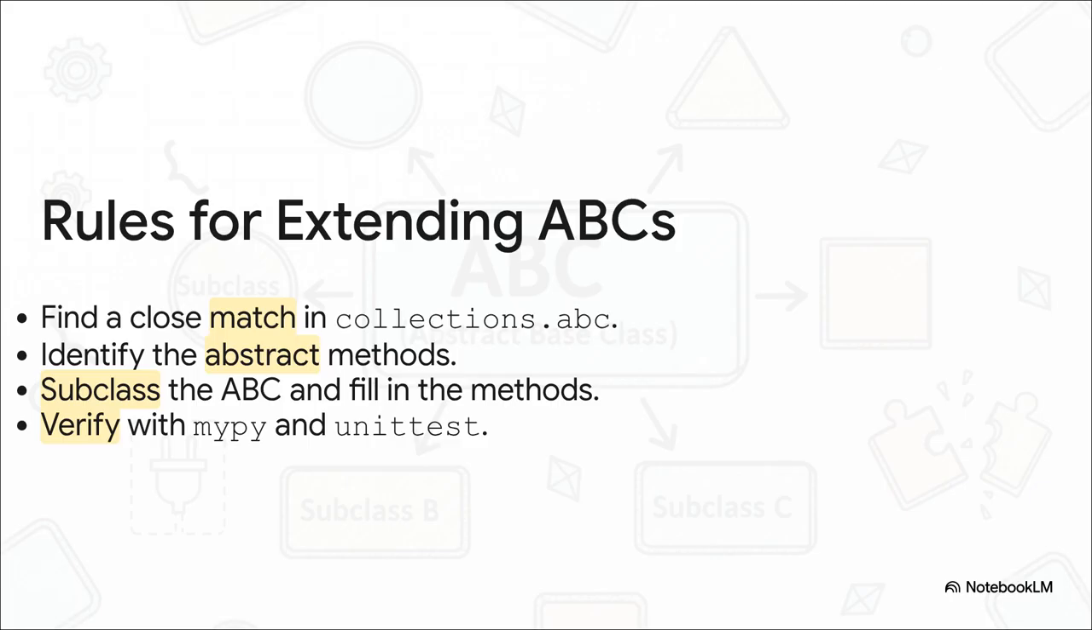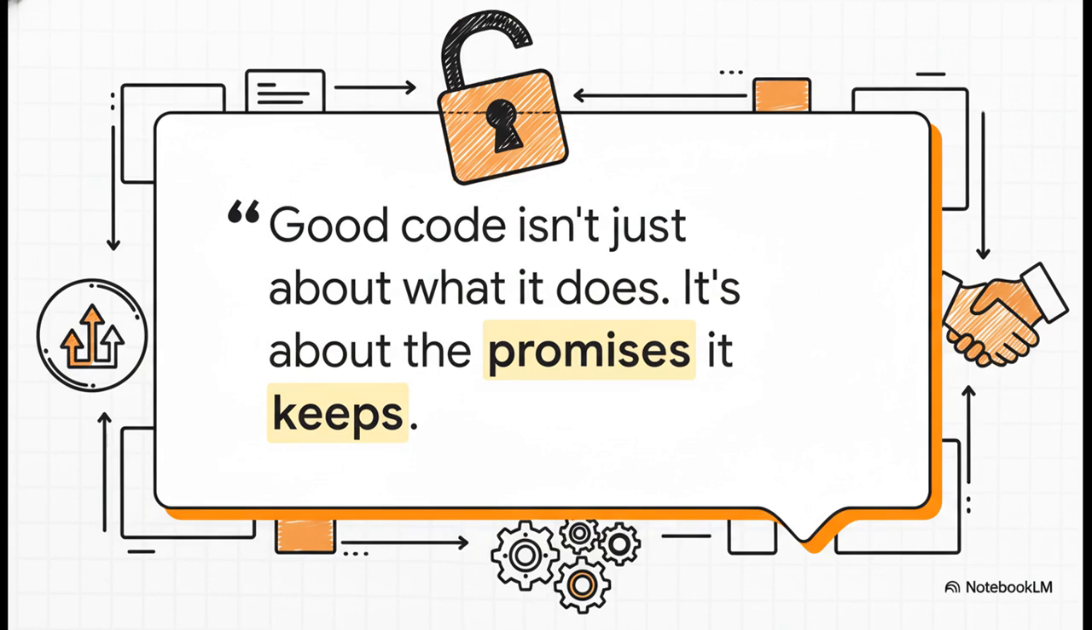And finally, and this part is absolutely critical, you have to verify your work. Use automated tools like MyPy for type checking and unittest for testing to prove that your new class actually keeps the promises it made. And that really is the heart of it all. Using abstract base classes isn't just about getting stuff to work. It's about creating code that's reliable, that's predictable, and that's clear to everyone who uses it. Because good code isn't just about what it does, it's about the promises it keeps. And in the world of software, a kept promise is the foundation for everything.